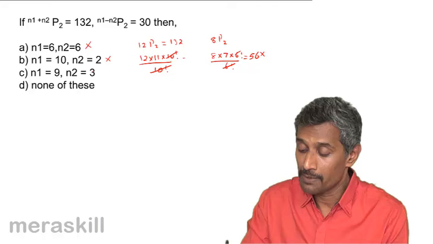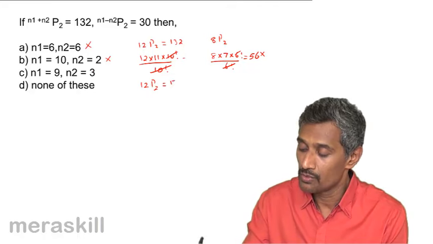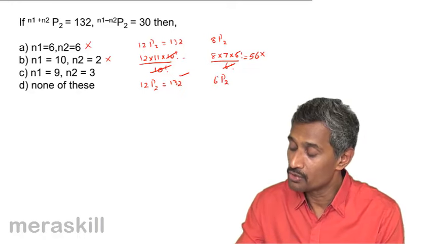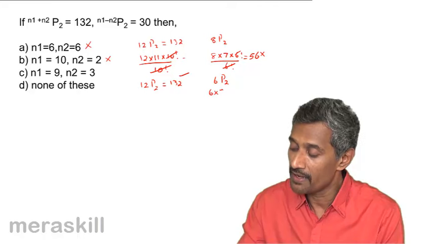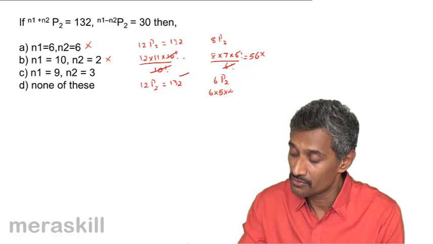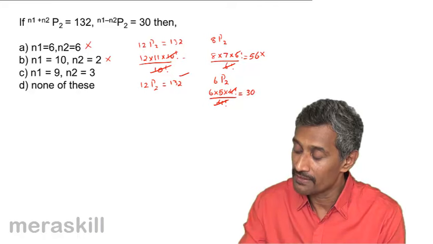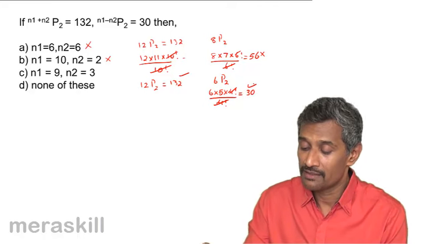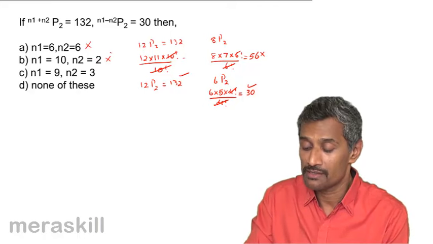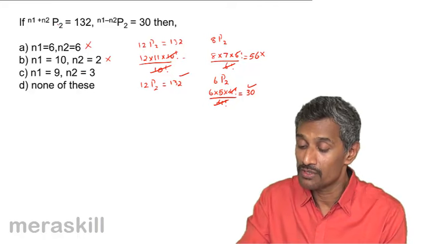So even this is not possible. What about this? 9 plus 3, 12 P 2. 12 P 2 in any case is 132. And 9 minus 3, 6 P 2. 6 P 2 will turn out to be 6 factorial upon (6 minus 2) factorial, 4 factorial. So it's 6 into 5 into 4 factorial by 4 factorial. So it is 6 into 5, 30. So we see that n1 equal to 10, n2 equal to 2 satisfies this equation but not this. And n1 equal to 9, n2 equal to 3 satisfies both this equation and this.